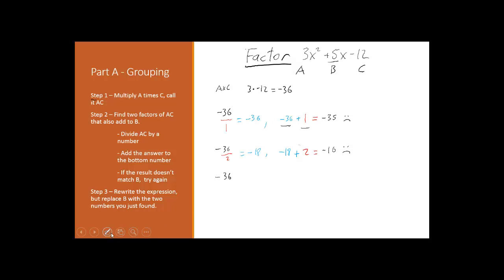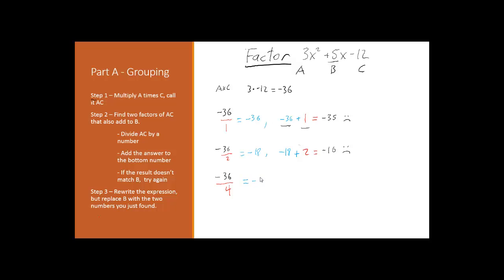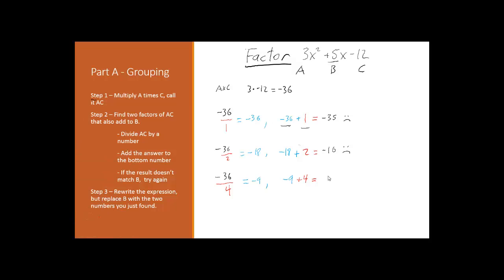This time let's try dividing by 4 instead. Well, negative 36 divided by 4 gives us negative 9. And so we're going to say negative 9, the blue number, plus 4, the red number. Well, negative 9 plus 4 gives us negative 5, which I'm going to write in black. Well, that's pretty close to the right number. We have negative 5, but we want positive 5. So we just have the wrong sign.